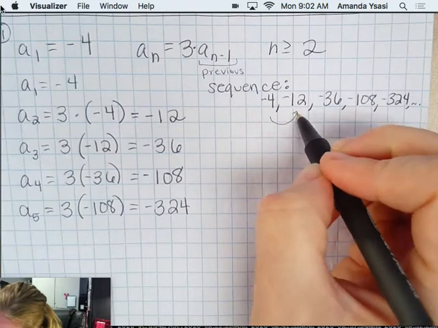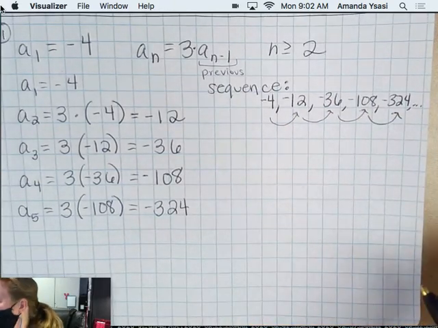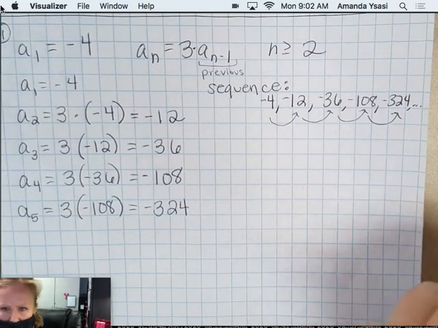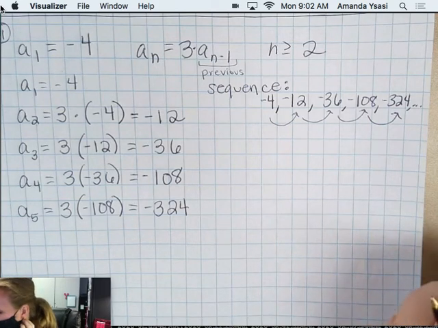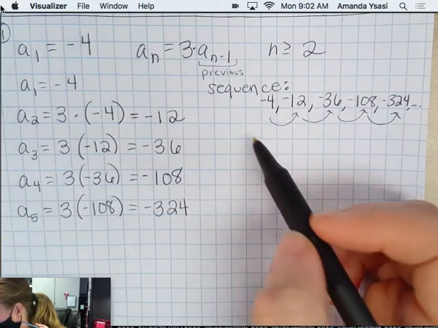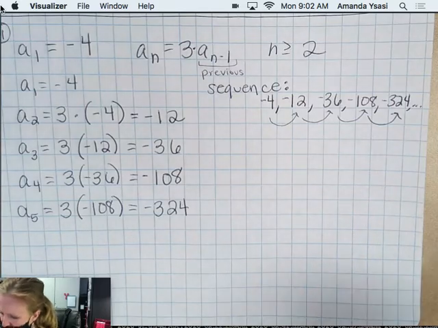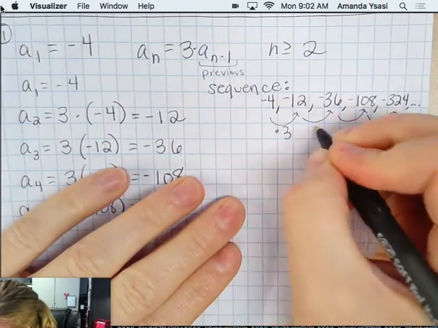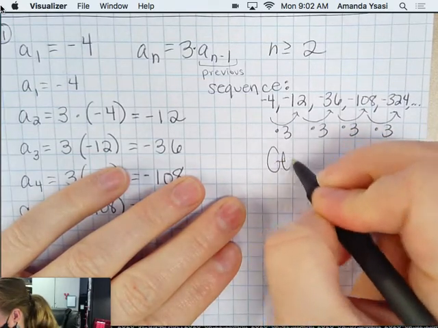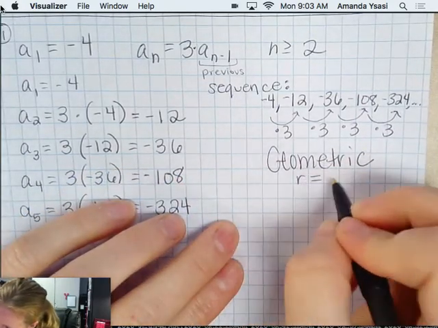So if we look at our sequence, it's going down because it's getting smaller. Is this arithmetic or geometric? Geometric. Okay, what is the common ratio? What's the number being multiplied? 3. So times 3, times 3, times 3, times 3. So yes, it's geometric. Common ratio is 3.